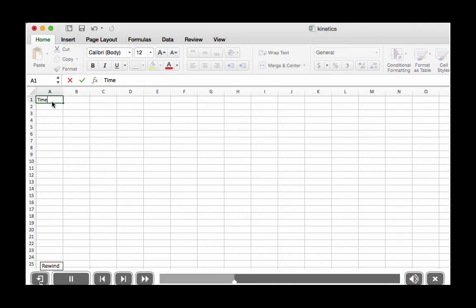To graph this data, it is easiest to use Excel. Open a new Excel file, type in the data just as it is shown in the table.